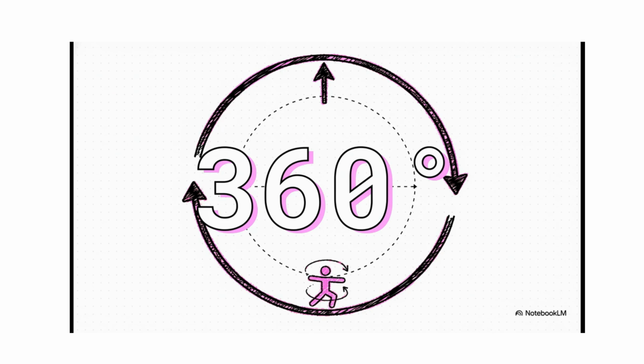So, okay, imagine this. You're standing facing forward. You spin all the way around until you're facing forward again. You just did a full turn, right? Well, in geometry, that's what we call a 360-degree turn. And that is exactly why there are 360 degrees in a circle.